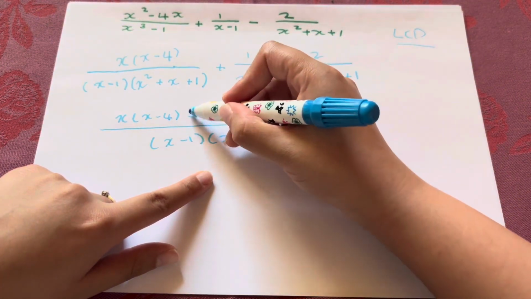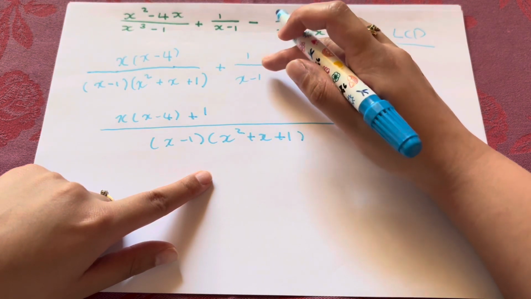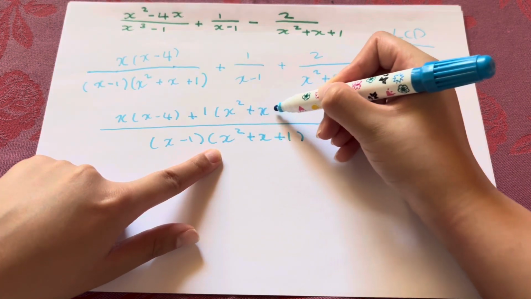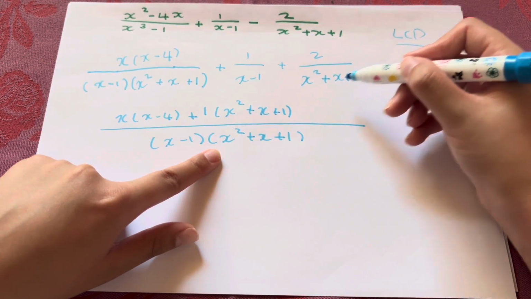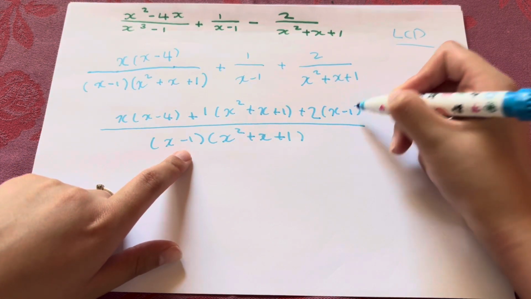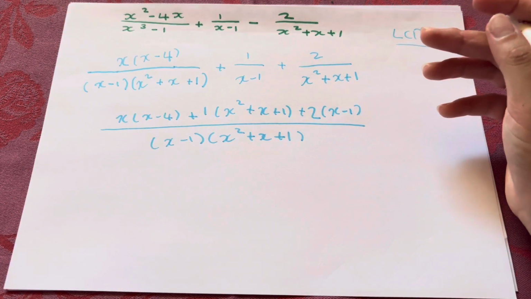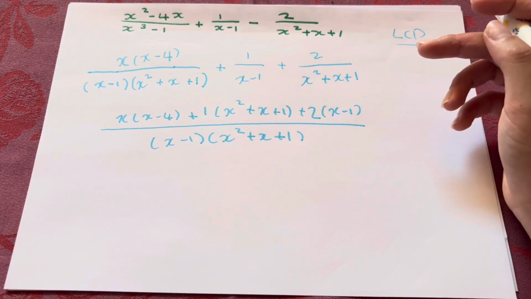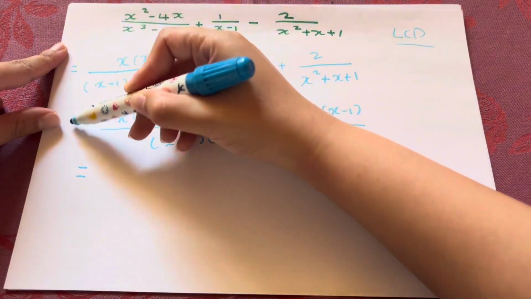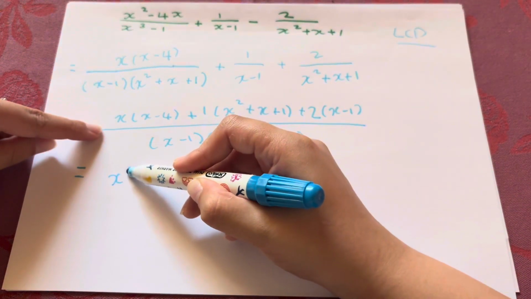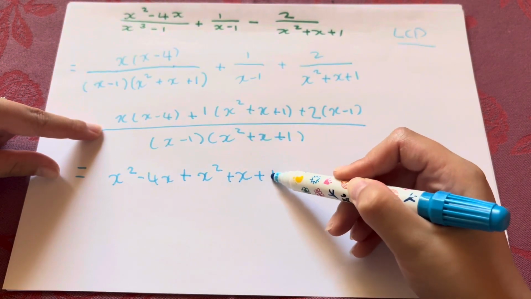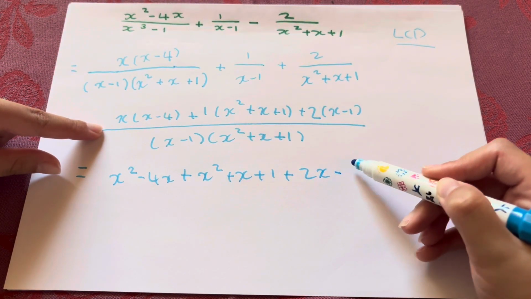Over here, plus 1. Notice that the denominator lacks the trinomial. So you've got to distribute it with that trinomial expression. And then this one here, the plus 2, it lacks the x minus 1 component. So that's what you're going to times by. Now that we can see all of that, see if we can simplify this expression using distributive methods. x squared minus 4x plus x squared plus x plus 1 plus 2x minus 2.